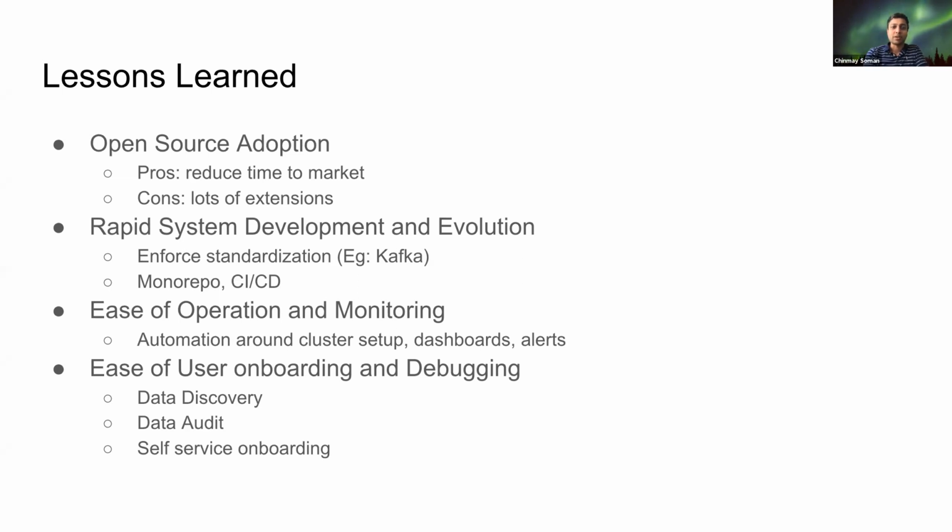We realized early on that enforcing standardization pays a lot in the long run. For example, Kafka is a standard interface for all logs and events in Uber. Similarly, Uber's monorepo helped us perform large migrations seamlessly and identify breaking changes early on.